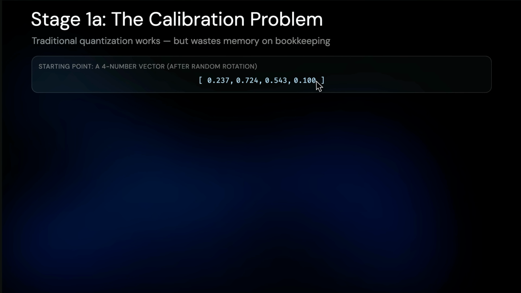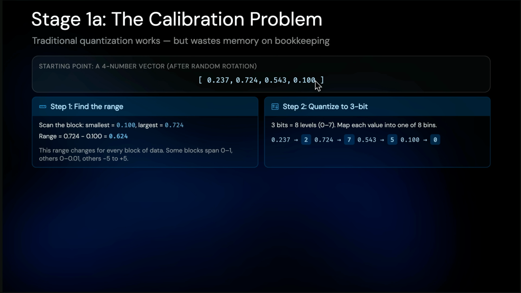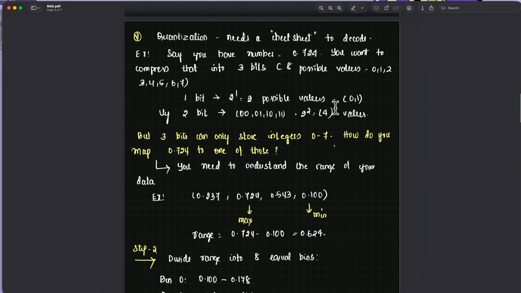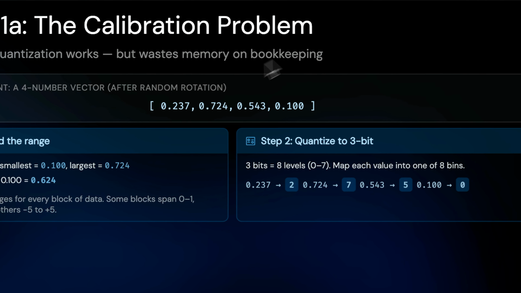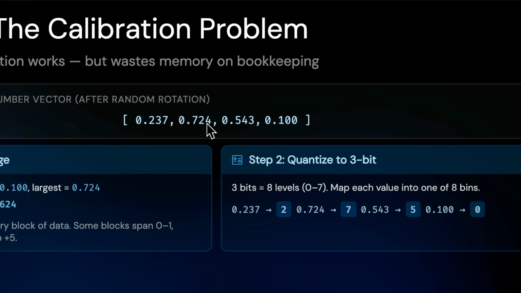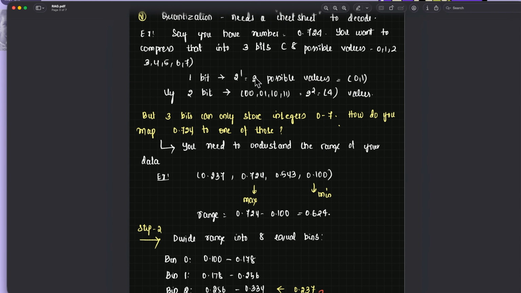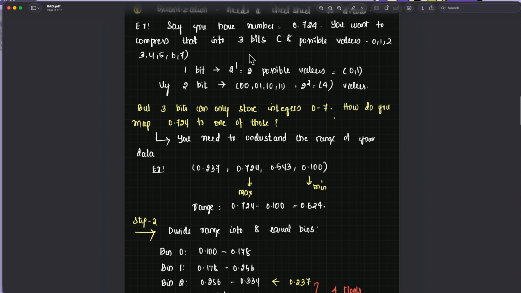Now let's see how we can quantize a vector like this, which comes after rotation, to 3 bits. Let's see the same example here. Let's say you have a number like 0.724, and you want to compress that into 3 bits. So 3 bits means 8 possible values, right?